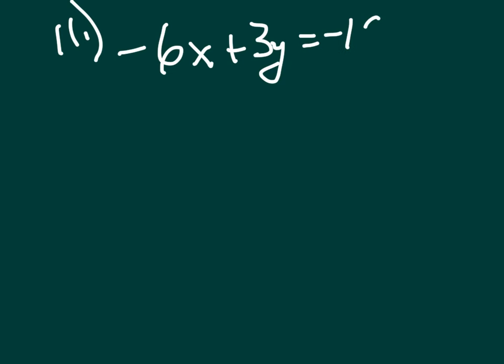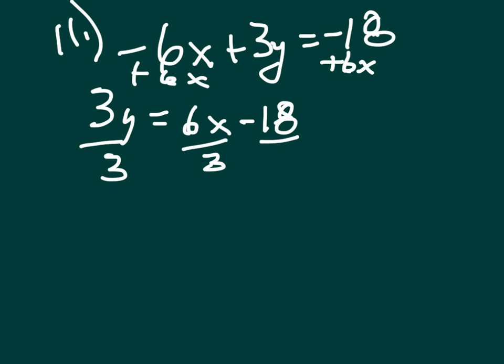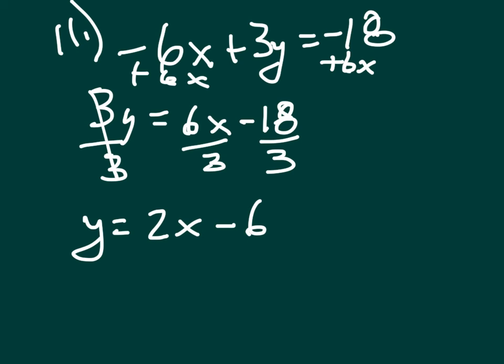Moving on. I am also going to do 11 just to show you real quick. So we've got negative 6x plus 3y equals negative 18. Once again, I've got to do something to it. So I am going to add 6x to both sides. So I get 3y equals 6x minus 18. Then I'm going to divide by 3. Again, the goal is to get the y all by itself. That's going to cancel. Y equals 2x minus 6. Let's go ahead and graph that.